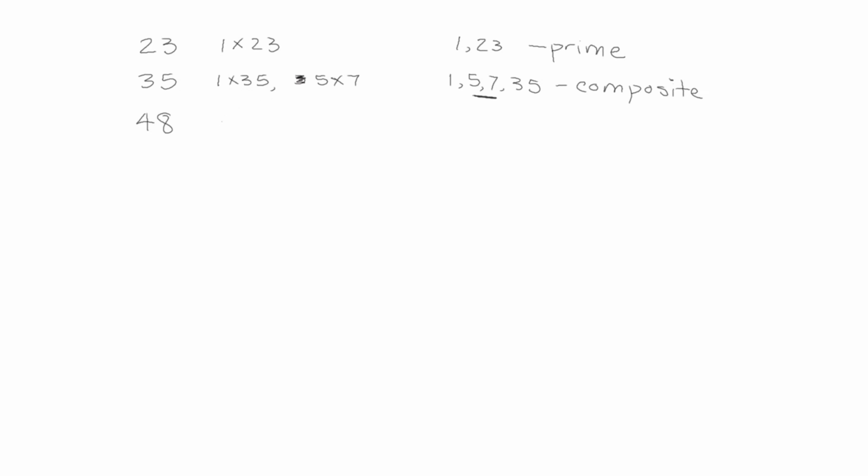Now for 48, I can do 1 times 48. I can do 2 times 24. I can do 6 times 8. I can do 3 times 16. So as you can see, I have a lot more than just 1 and 48 as the factors. So 48 is composite.